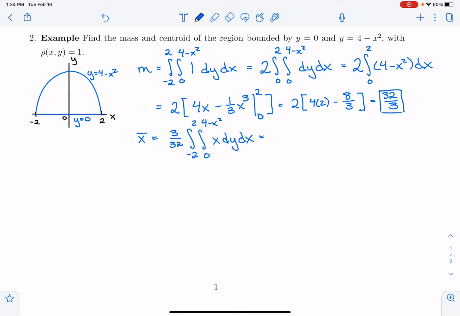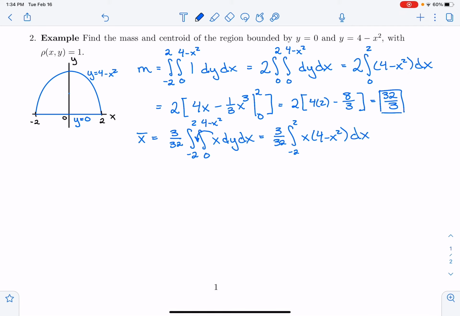Now, this inner integral dy does not depend on x, so I can bring the x out there. So I'm going to get 3 over 32, the integral from -2 to 2, and I'm going to get x times the integral from 0 to 4 minus x squared of dy. Again, we see that that's just going to be 4 minus x squared like it was before. I'm going to integrate that dx.